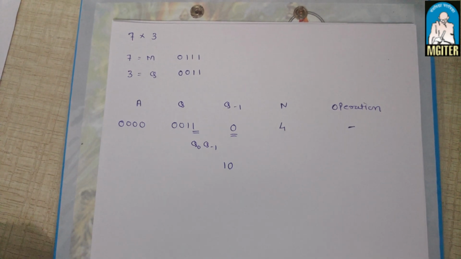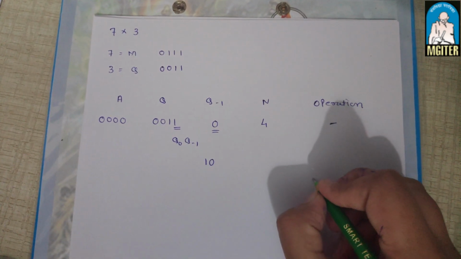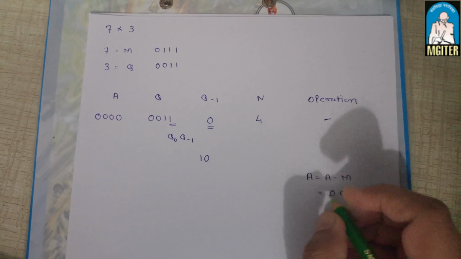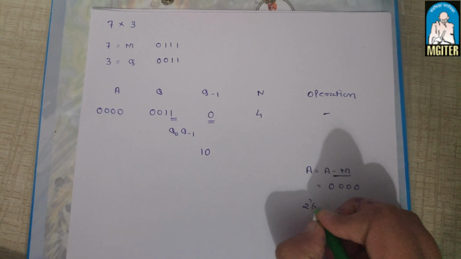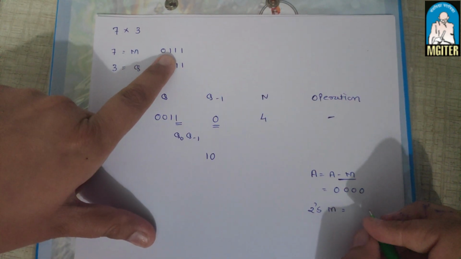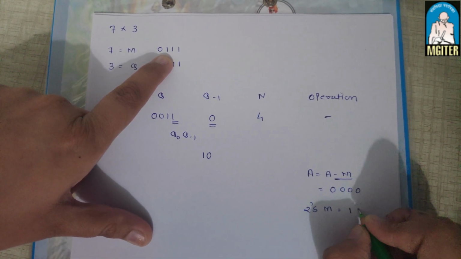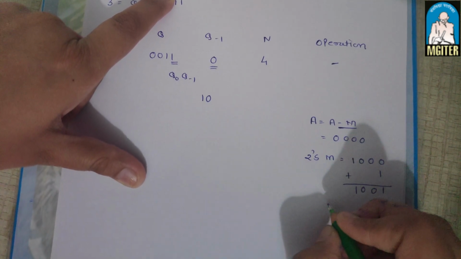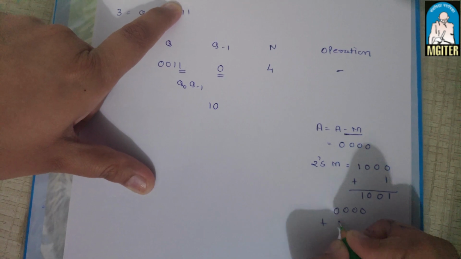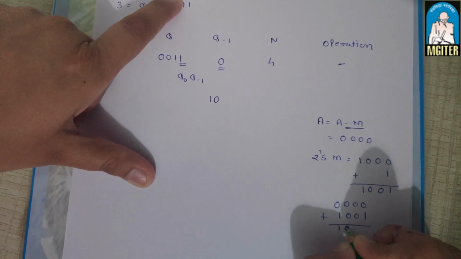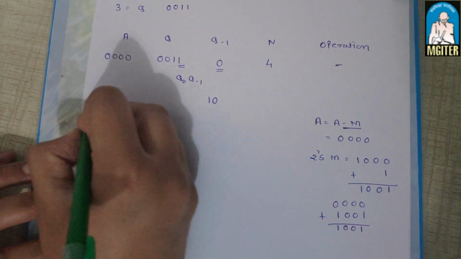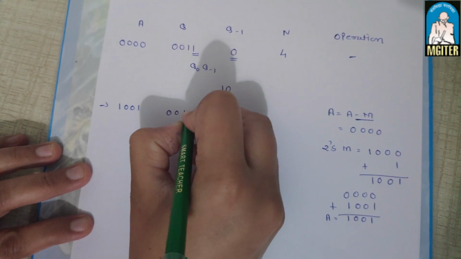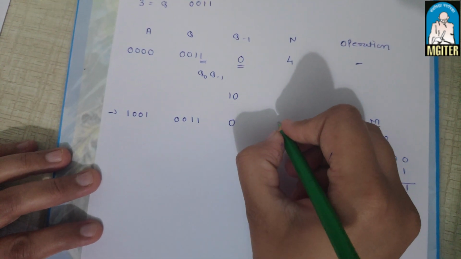According to our flow chart, for 1 0 we have to perform A is equal to A minus m. So our A is 0 0 0 0, and for minus m we have to take 2's complement of m. So m is 0 1 1 1. 1's complement of this is 1 0 0 0 plus 1, so we get 1 0 0 1. So 0 0 0 0 plus 1 0 0 1, we get 1 0 0 1. This is our accumulator value. Then 0 0 1 1, q minus 1 is 0 and n is 4.